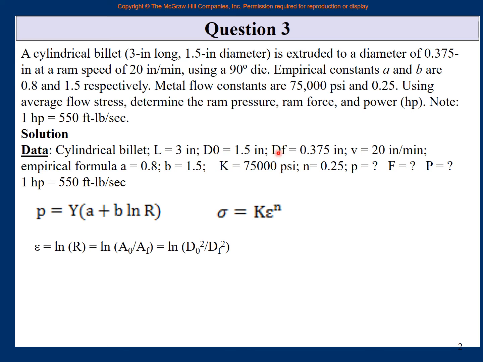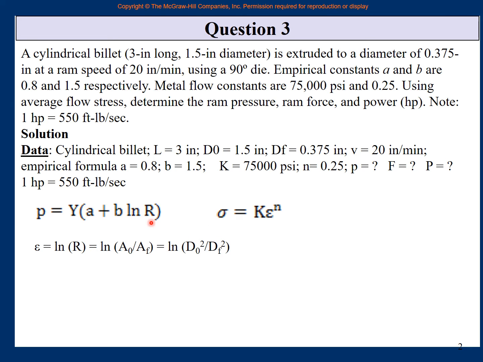Yes, d naught and df are given. Put the values here. You have found out epsilon, right? Are k and n given? Yes, k and n are given. So once epsilon is there, put k and n. Sigma is the same as y, the flow stress. Once this is there, put y there. A and b are already known. Ln r you have already calculated.